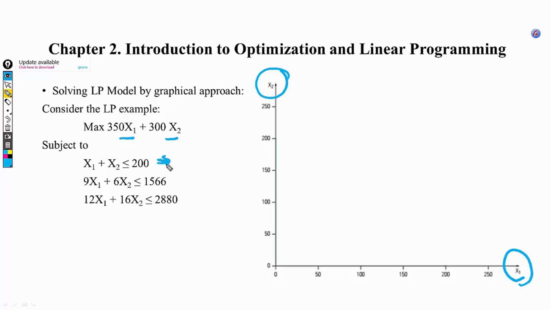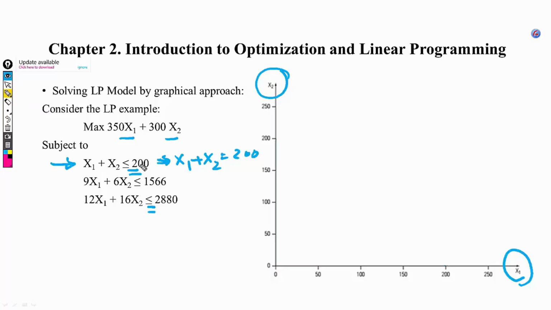That is, we need to plot x1 plus x2 equal to 200, and for the second constraint we should plot 9 times x1 plus 6 times x2 equal to 1566. And then for the third constraint we have to plot 12 times x1 plus 16 times x2 equal to 2080. For the first constraint we have x1 plus x2 equal to 200.